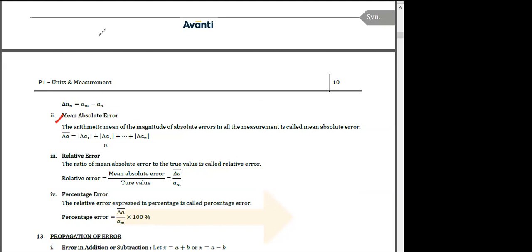So usually you will not be asked about this. You will be asked about relative error, percentage error, and absolute error. That's it. Mean absolute error, no one asks, but you should know what is the meaning of mean absolute error.